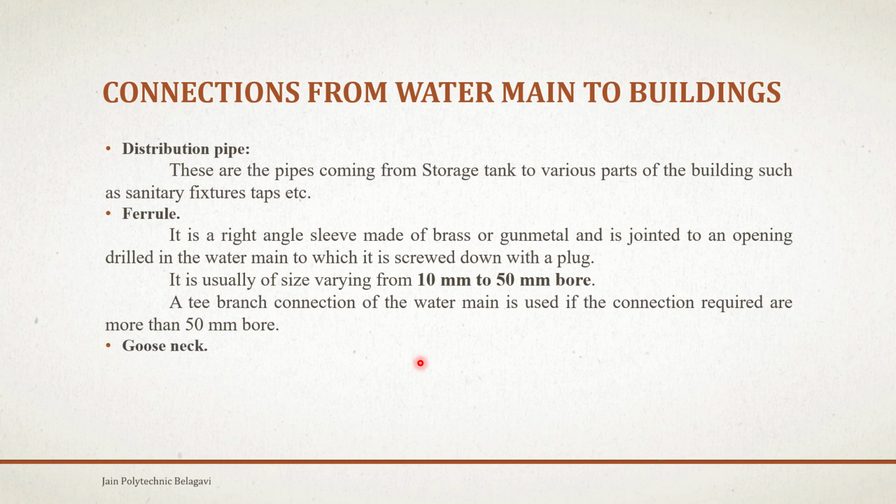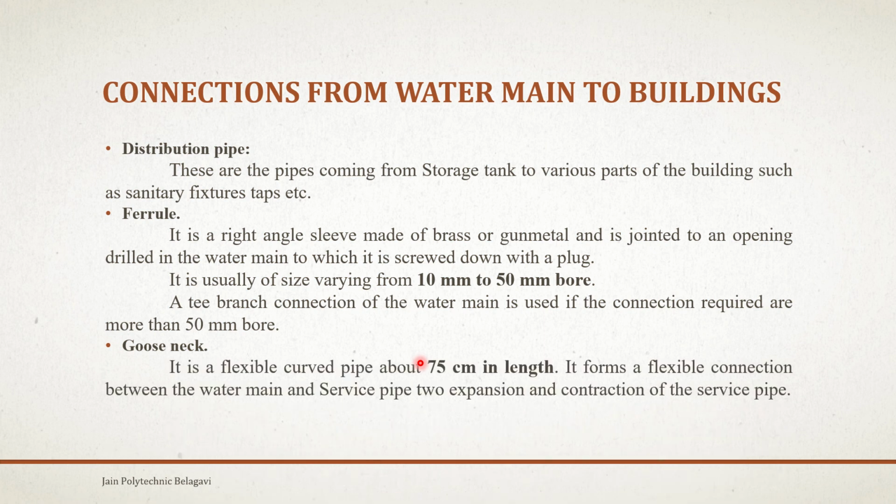Next, the gooseneck. Goose is a bird, and the neck is similar. The pipe arrangement will be like the goose's neck. It is a flexible curved pipe about 75 centimeter in length, and it forms a flexible connection between water main and the service pipe, and it has expansion and contraction as its properties.